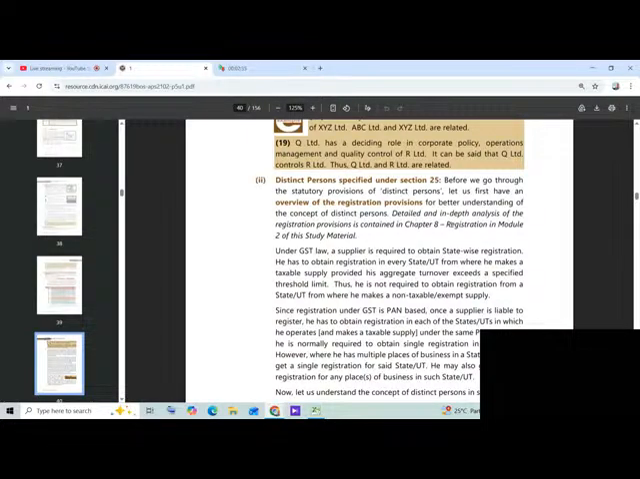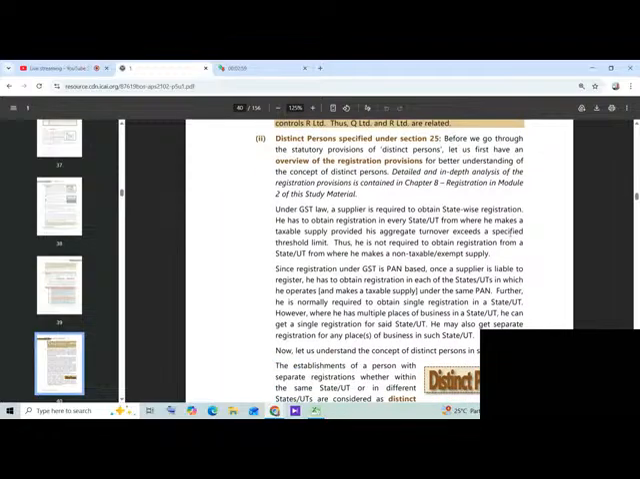Distinct person specified under section 25. Before we go through the statutory provisions of distinct persons, let us first have an overview of the registration provisions, for better understanding of the concept of distinct persons. Under GST law, a supplier is required to obtain state-wise registration. He has to obtain registration in every state or union territory from where he makes a taxable supply, provided his aggregate turnover exceeds a specified threshold limit.